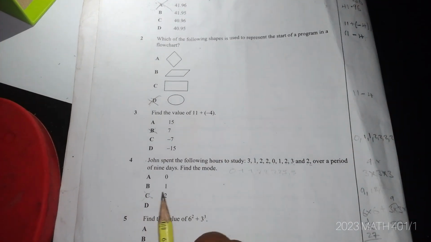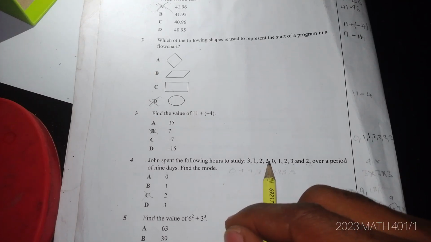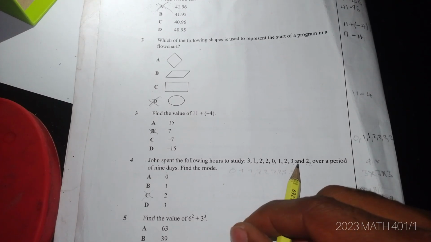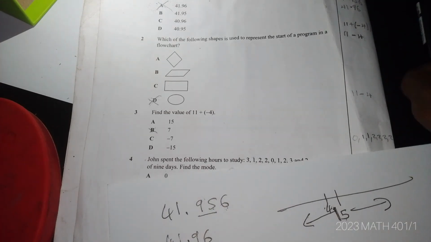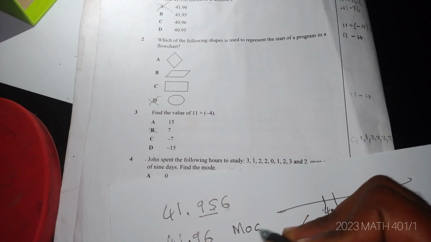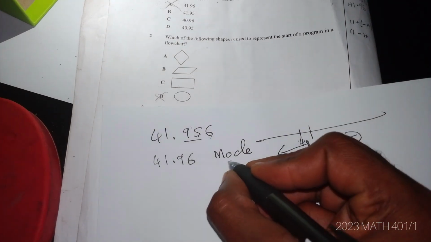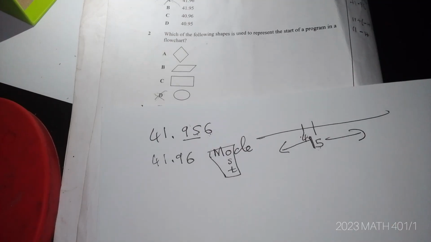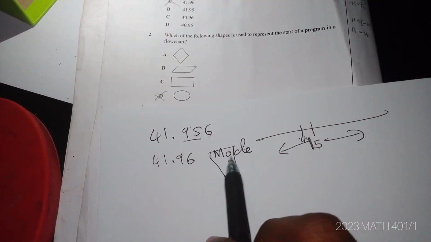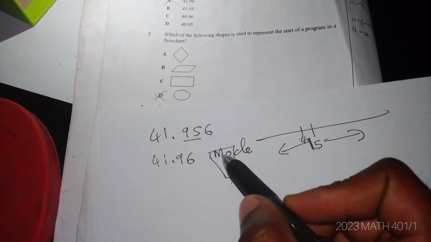And then John spent the following hours to study: 3 hours, 1 hour, 2 hours, 2 hours, 0, 1, 2, 3, and 2, over a period of 9 days. Find the mode. One of my students taught me this, in case you're having challenges with these words. Mode is the most frequent digit. In other words, the mode appears the most. The moment you write it like this, it's much easier to remember.